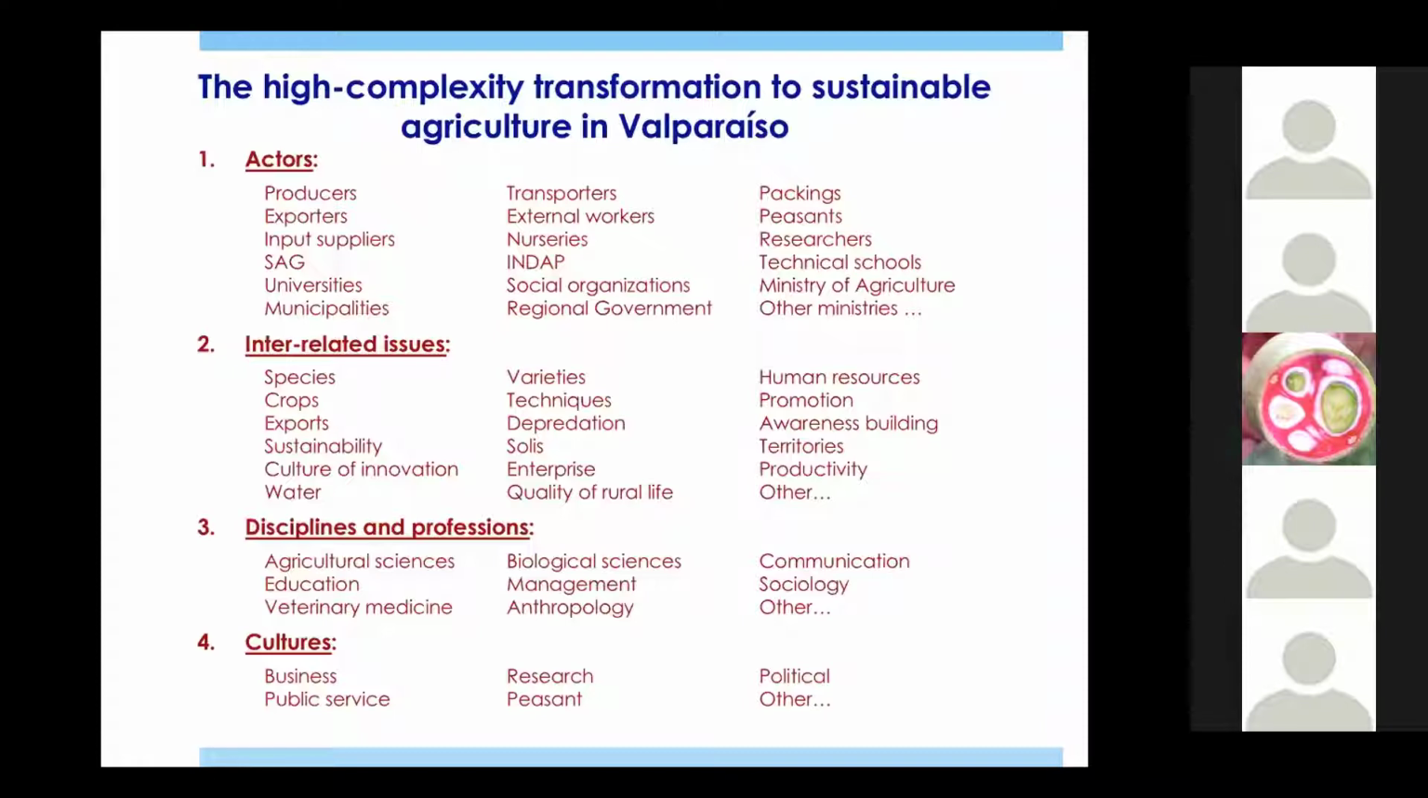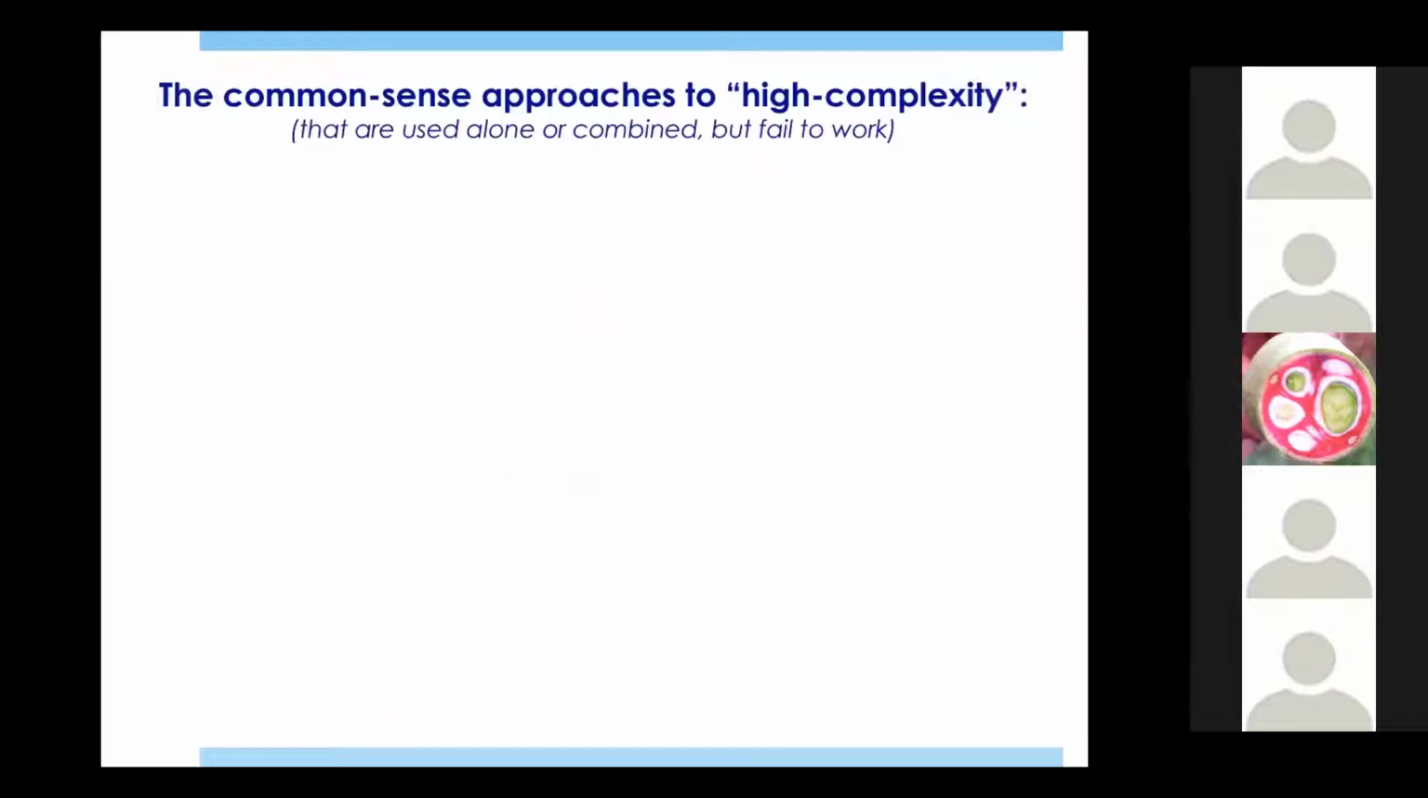But what do we actually have available to face complexity? I mean, in actual practice. There are basically four common sense approaches to high complexity. Simplification: no, this is not complex, I know how to do it, this will be done, we know what happens after that.